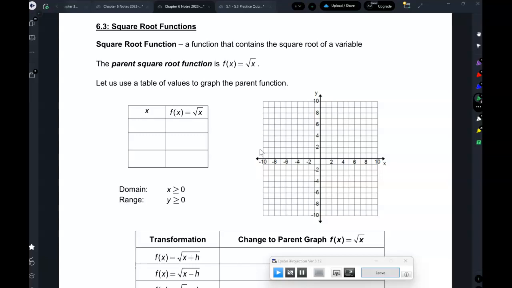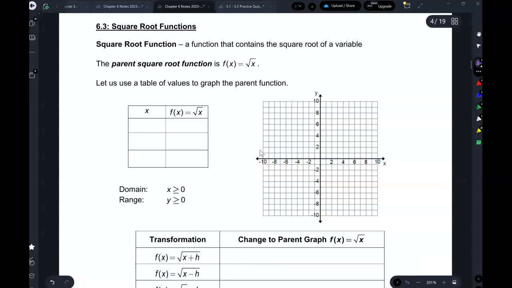And of course, I always want to work efficiently, work smart, not hard. So 0 should always be a value you look at. So root 0 would be 0. And then 1 is a good number. Root 1 is 1. And for the next ones, I would prefer to pick perfect squares so I can take a square root of them, right? So 4 would be the next one. Root 4 is equal to 2.